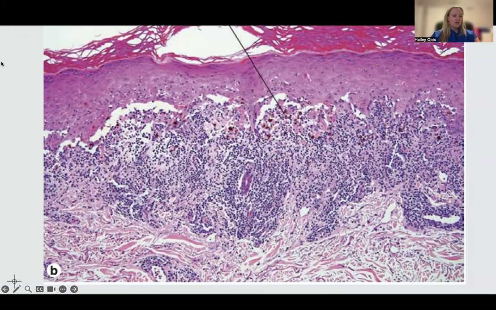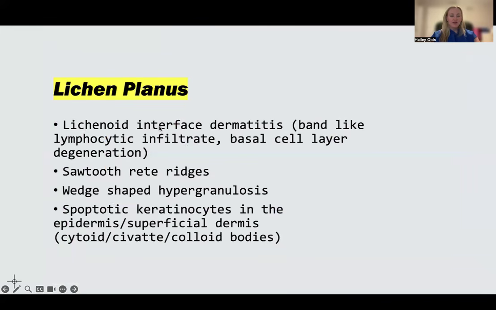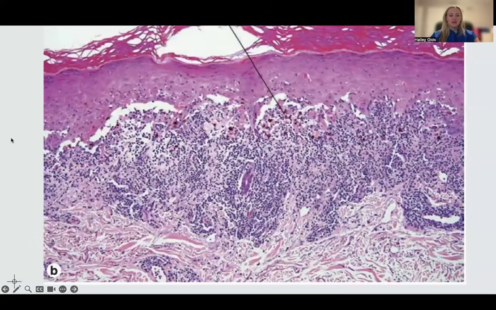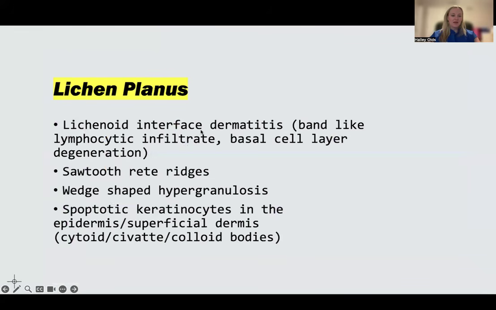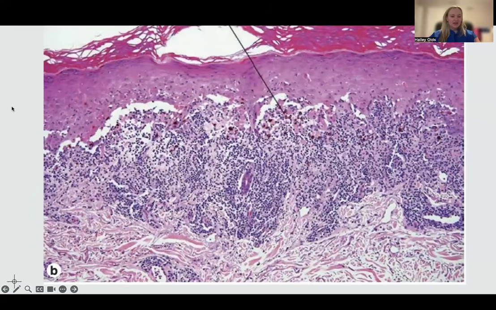So this is lichen planus. Oh, and then you also see the sawtoothing of the rete ridges. So what that means is like they get kind of pointy here because they're being destroyed. So that's sawtoothing. And then you see that increased granular cell layer, and then you see apoptotic keratinocytes. So those are keratinocytes that are kind of dying off because they're getting eaten up.